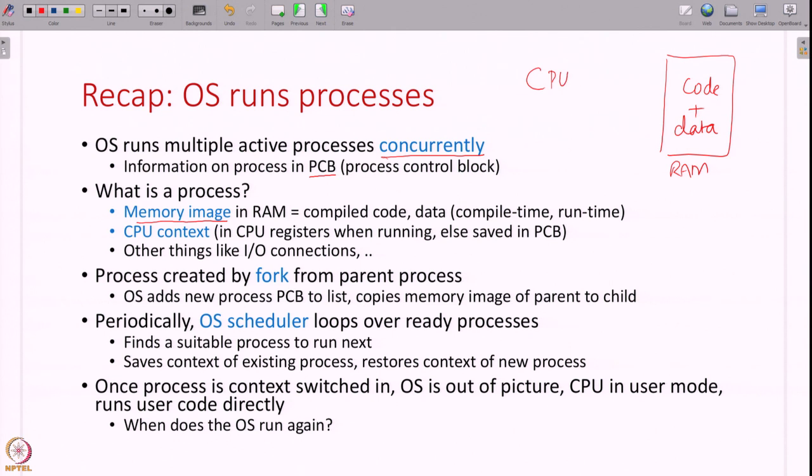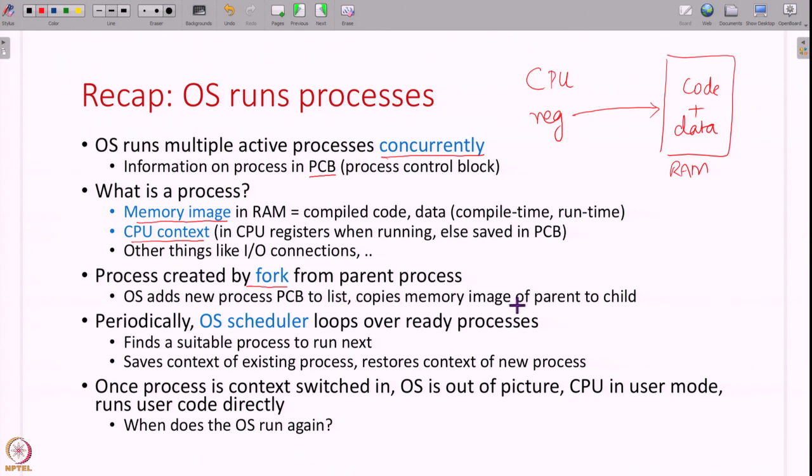Then when a process is running, the CPU registers have information about the process, and that is called the process context. And when a process is not running, this context is saved in the PCB to be restored later. And a process also has things like IO connections, which we haven't discussed in much detail, which we'll come to later in the course. And we've seen that processes are created by forking. When a parent does a fork system call, a new child process is created. And when the parent does fork, a new PCB is added to the list of processes, and this child process also will get scheduled at some point by the scheduler.